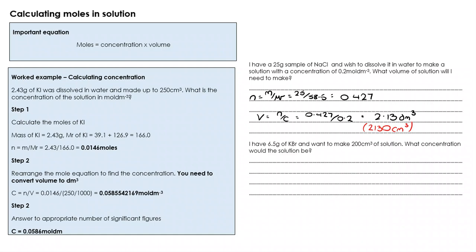And then we move on to the final question, 6.5 grams of KBr. So 6.5 divided by 119 tells us it's 0.0546 moles. It's in 200 cm cubed, which we convert to 0.2 decimetres cubed, and we get a concentration of 0.273 mol dm to the minus 3.